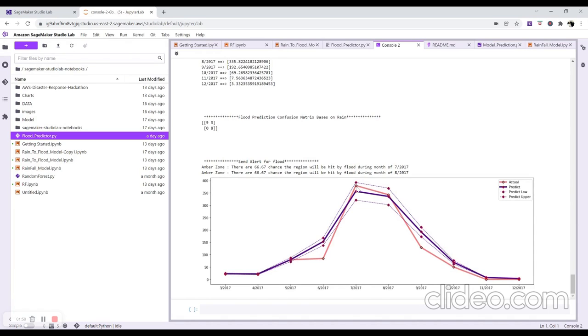The pink line is the actual line, whereas the predicted values are the blue ones, and the dotted ones are the upper and lower bounds. So you can see the actual values are within the upper and lower bounds and very close to the predicted values as well. Based on this model, what it's saying is there is a 66% chance the region will be hit by a flood in the month of July, and the same chance that it will be hit by a flood in the month of August as well.